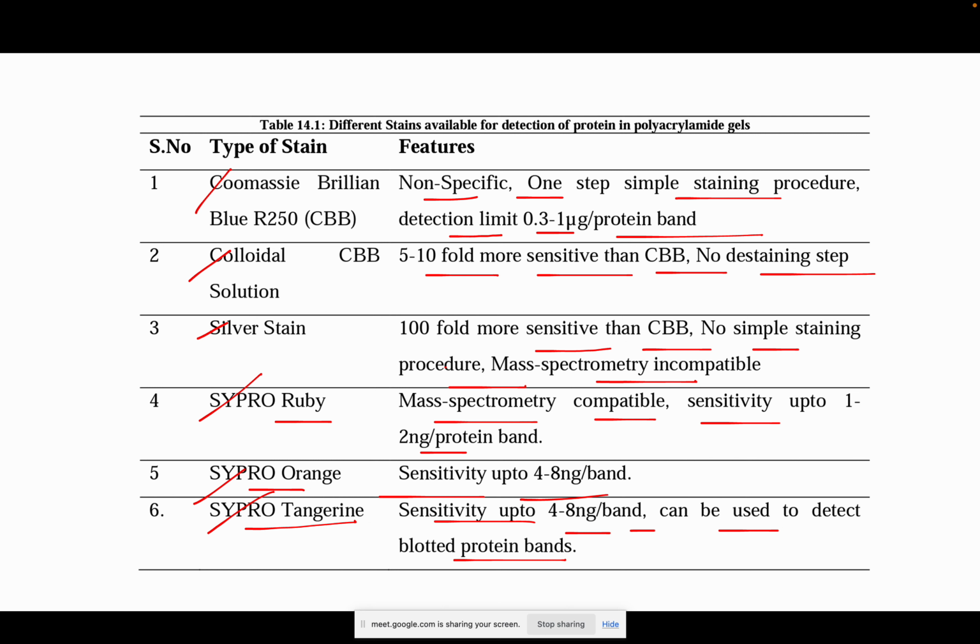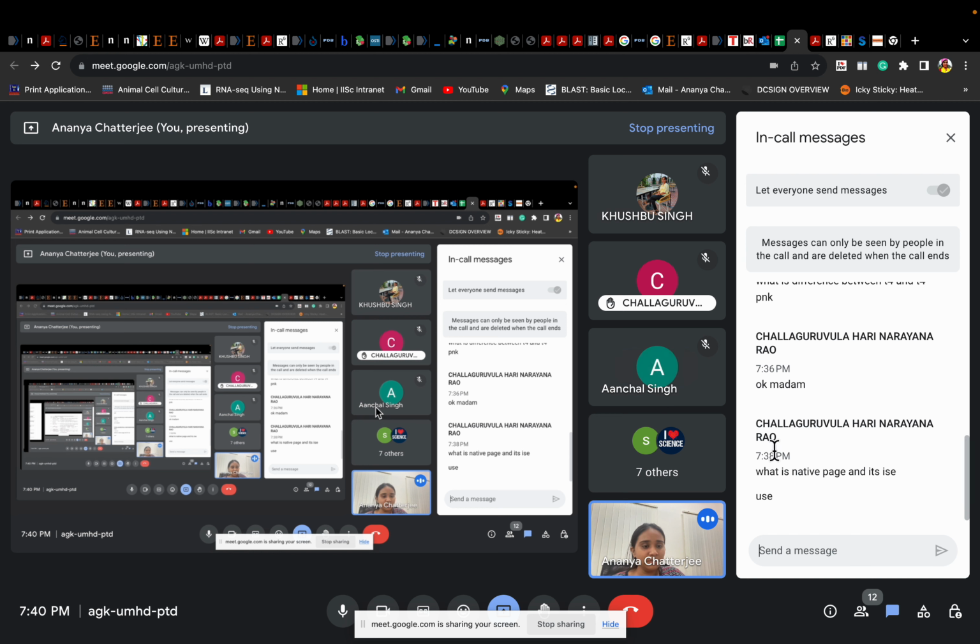SDS-PAGE. In native PAGE you get to know the exact molecular weight of an oligomeric protein. If your protein is hexameric, you will see the molecular weight of the hexamer. But in SDS-PAGE you are denaturing the protein, so you will see the molecular weight of only the monomer. So this is the difference. Any other question?